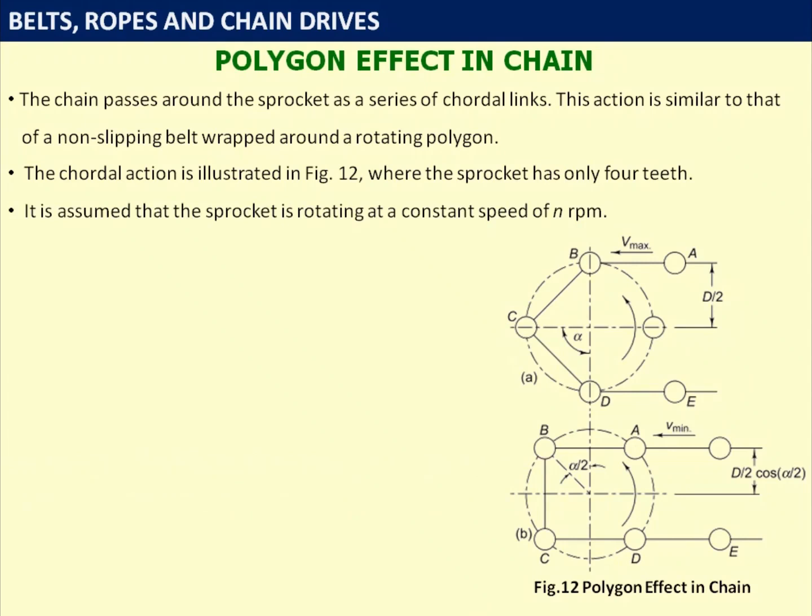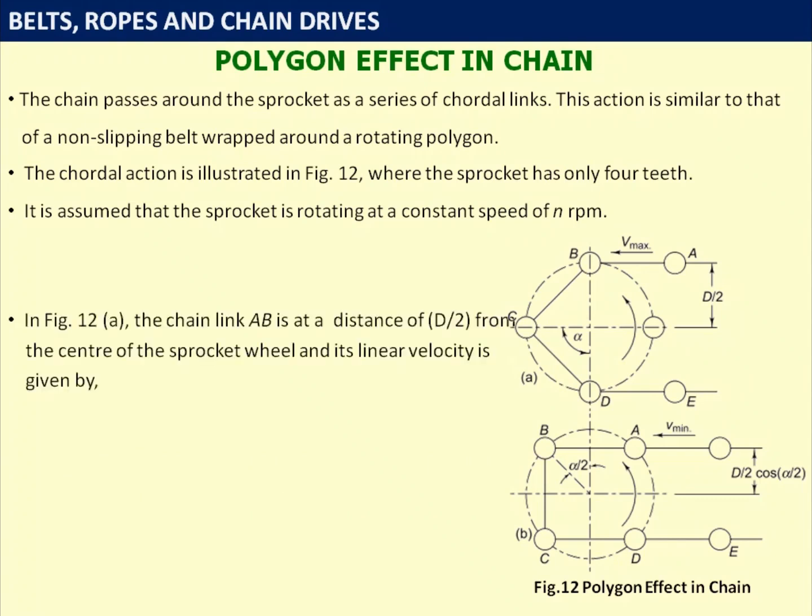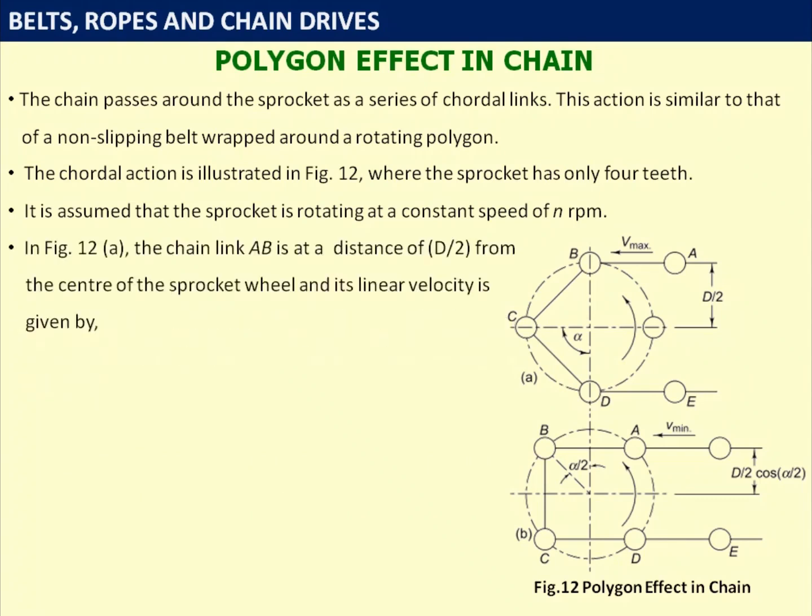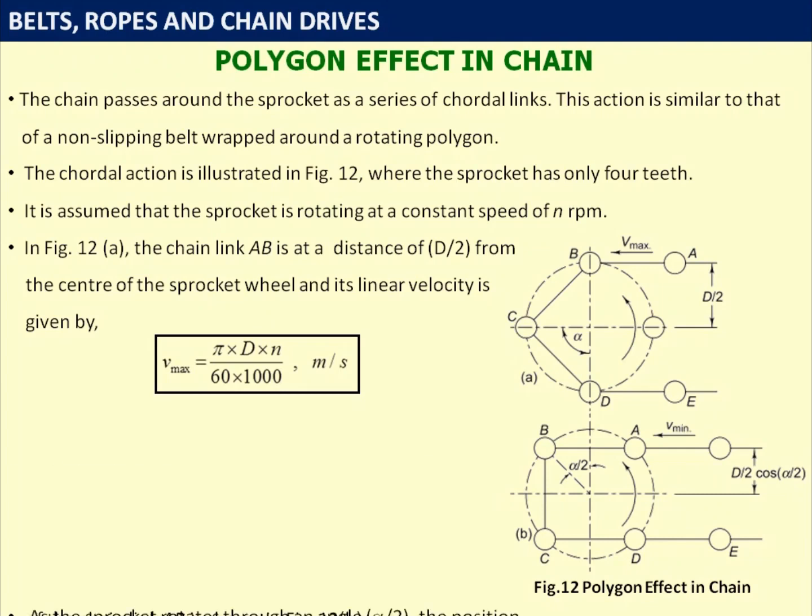It is assumed that the sprocket is rotating at constant speed of n rpm, and here we are considering the anti-clockwise rotation of the sprocket as shown in the figure. Now in figure A, the chain link AB is at a distance of d by 2 from the center of the sprocket wheel, and its linear velocity is given by the equation V max equal to pi into the diameter of the sprocket d into n upon 60 into 1000 meters per second, where n is the rpm of the sprocket.